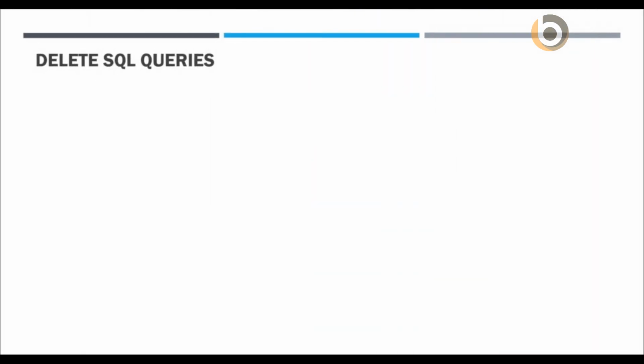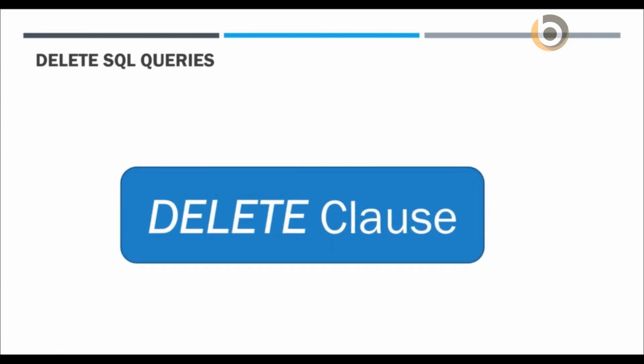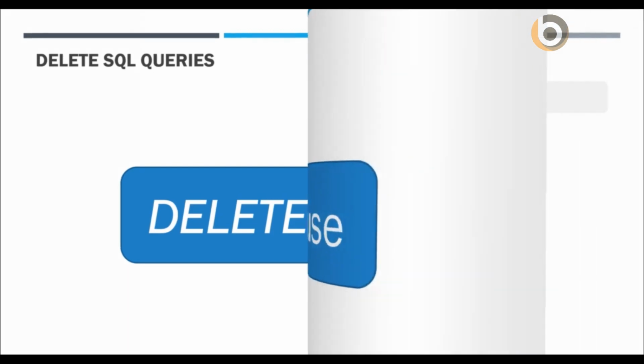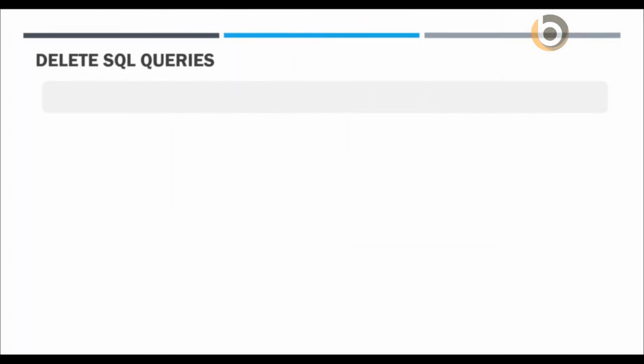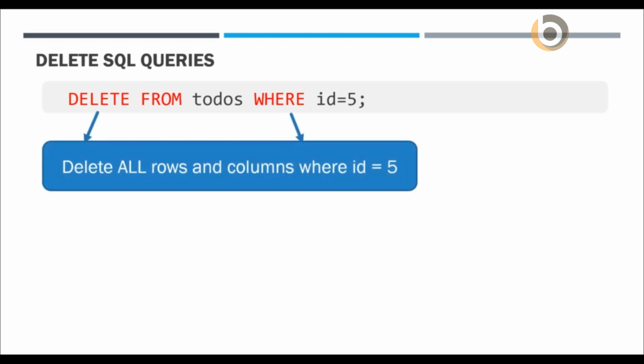All right, and now for the final clause for this basic SQL intro is the delete clause. This clause is used to delete a record from a database. Again, the best way of deleting a single record is by the primary key, which in this case is the ID. We can say delete from to-dos, where ID is equal to 5. This statement says to delete all rows and columns, where ID is equal to 5.